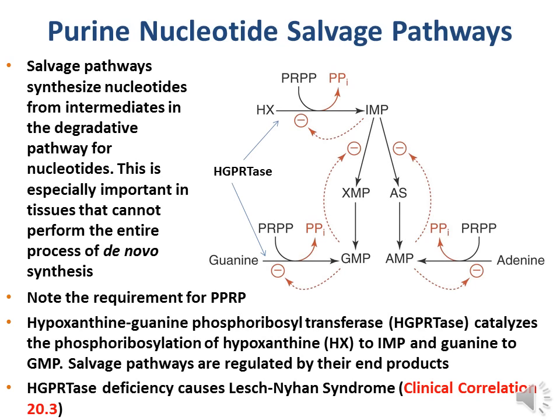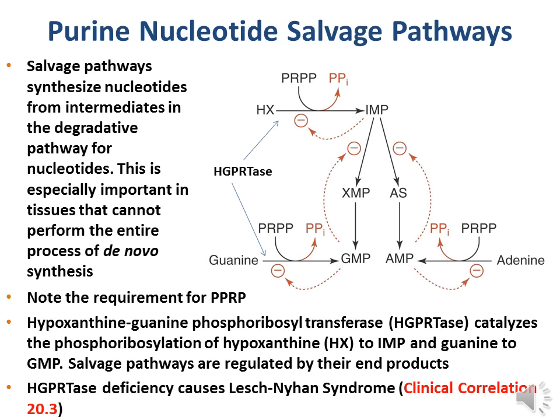Salvage pathways represent an alternate way of synthesizing purines and pyrimidines. Shown here are some of the purine nucleotide salvage pathways. These pathways can synthesize nucleotides from intermediates in the degradative pathway for nucleotides. So for example, on this slide, we're seeing salvage of hypoxanthine, guanine, and adenine, which are purine bases. Salvage pathways are especially important in tissues that cannot perform the entire process of de novo synthesis.